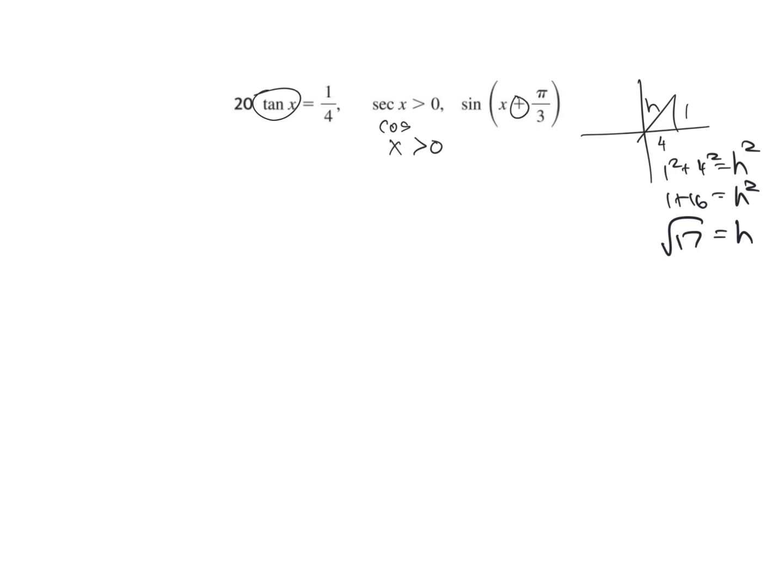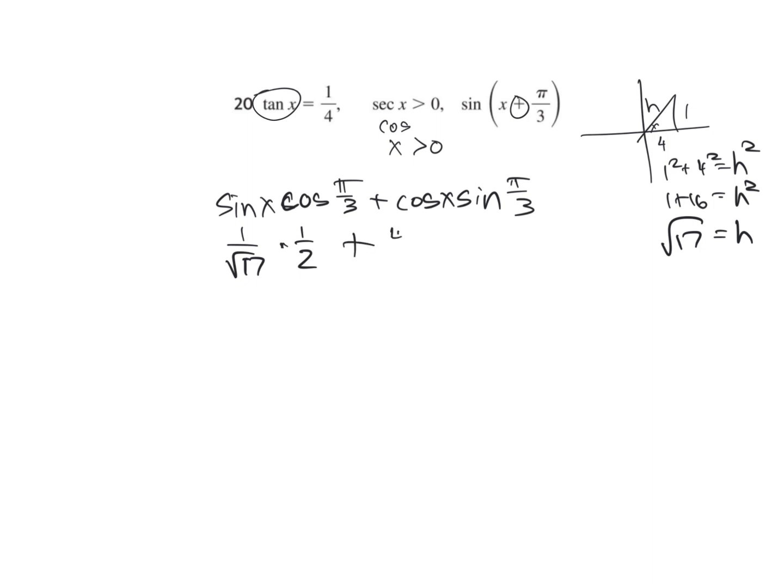Sine of an addition. So that's sine of the first, cosine of the second, plus cosine of the first, sine of the second. So sine of x, again, that's x, that'd be 1 over square root of 17. Cosine of pi over 3 is 1/2. Cosine of x is 4 over the square root of 17. And the sine of pi over 3 is square root of 3 over 2.